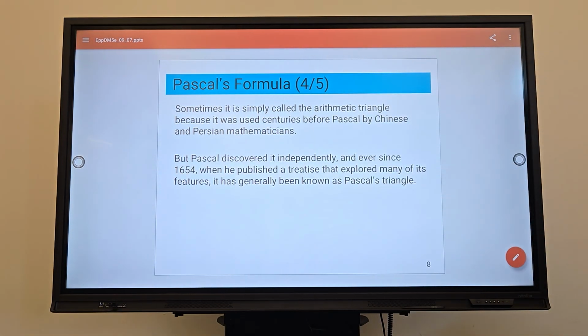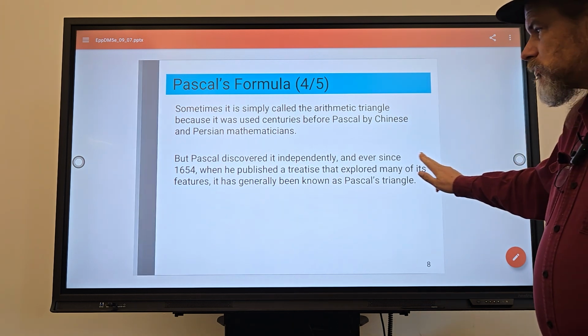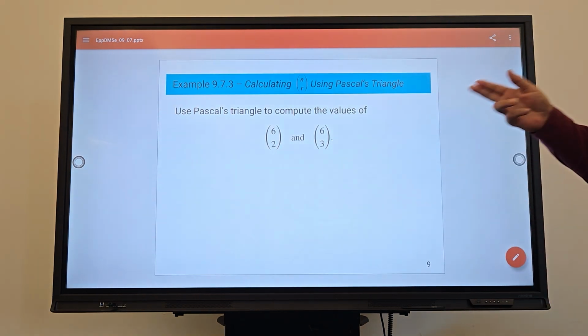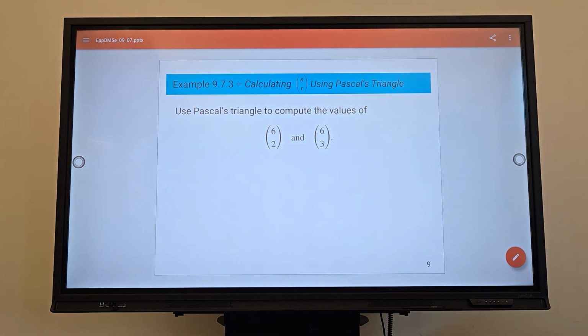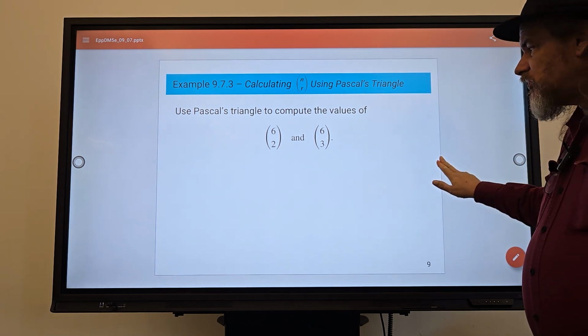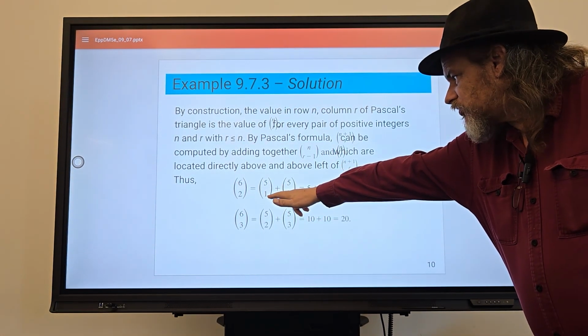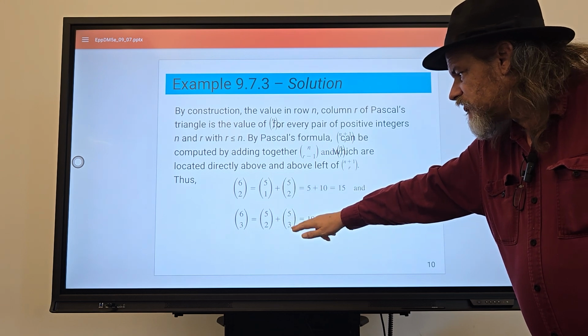Sometimes it is simply called the arithmetic triangle because it was used for centuries before Pascal by Chinese and Persian mathematicians. But Pascal discovered it independently, and ever since 1654, when he published a treatise that explored many of its features, it has generally been known as Pascal's triangle. I just used Pascal's triangle to compute the values of 6 choose 2 and 6 choose 3 using the values from 5 choose 1, 5 choose 2, and 5 choose 3.